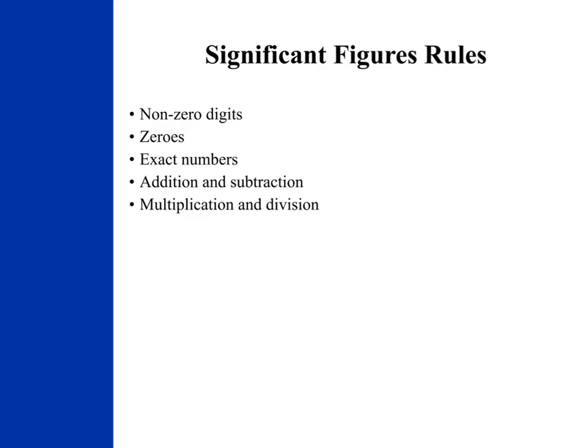And if you don't remember them, you probably need to review the sig fig rules in your textbook. There's a few things you need to look at, including the non-zero digits, zeros, dealing with exact numbers, things like there's exactly 12 inches in a foot, addition and subtraction rules, and multiplication and division rules. If you need help with these, check with your TA or go to the Learning Center for more help.